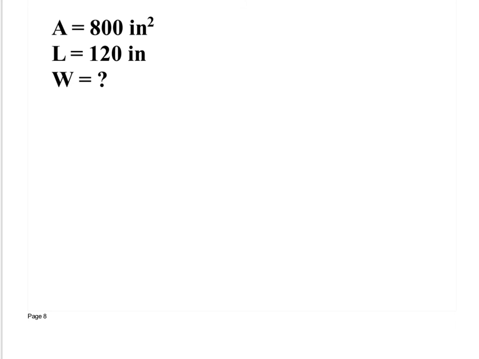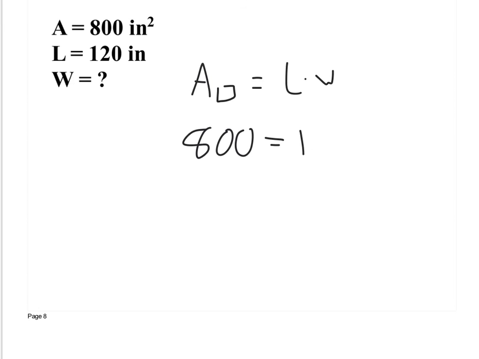Well, always go back to the formula and what you know, okay? The area of a rectangle is length times width. Easy. So I plug in what I know. I know the area of that rectangle. It's 800. I know the length. It's 120. My job is to find the width.